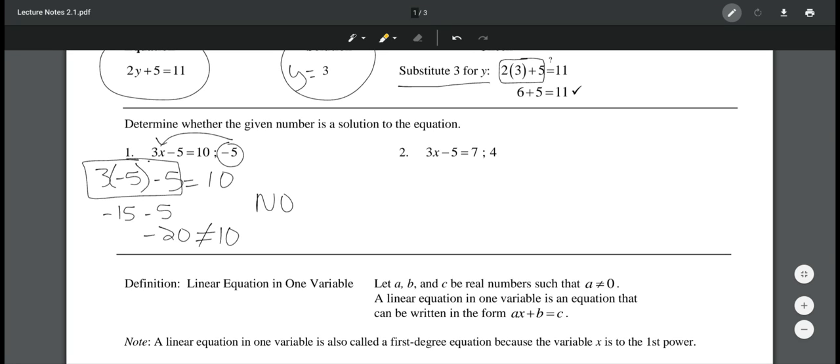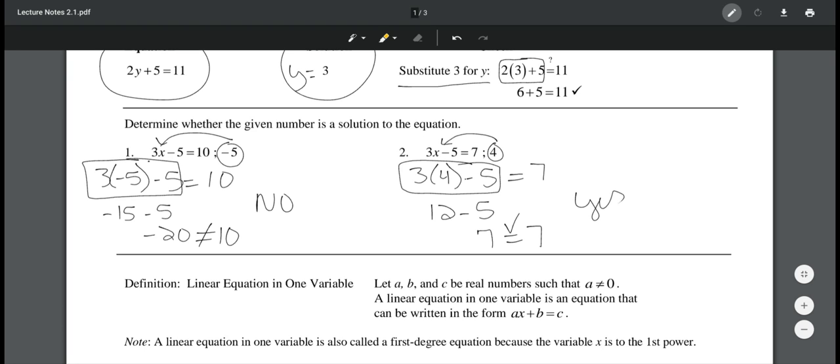In the second example, they want us to take 4 and plug it in for x. So 3 times 4 minus 5 hopefully will give us 7. Order of operations, I need to clean up the left side. So that would be 12 minus 5, and that does equal 7. So since the left side and the right side balanced when I plugged in 4, then 4 is my solution.